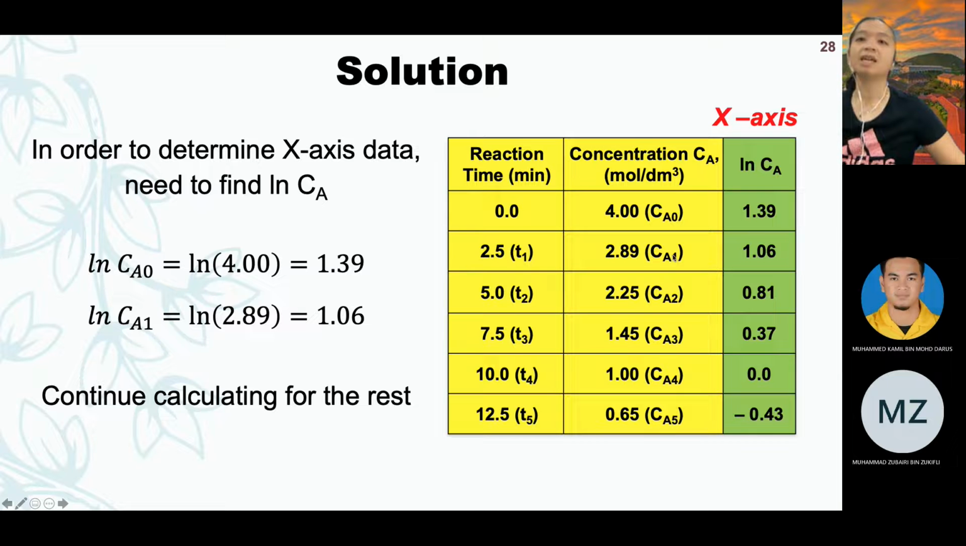Daripada data eksperimen, kita tahu x-axis adalah ln CA. So CA yang saya ada ni, saya lnkan sahaja. So ln 4, 1.39, ln 2.89, 1.06, so on and so forth. So kamu bayangkan setiap point kamu tu, data paksi X dah settle. Very simple. Okay, so since you use ln, the data may be negative or positive. So kalau kamu dapat negatif, tak menghairankan. Kamu dapat positif tu, tak menghairankan, as long as you calculate or you place the calculator accurately.